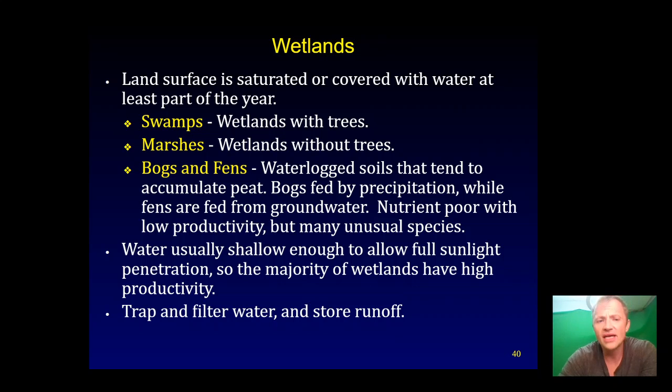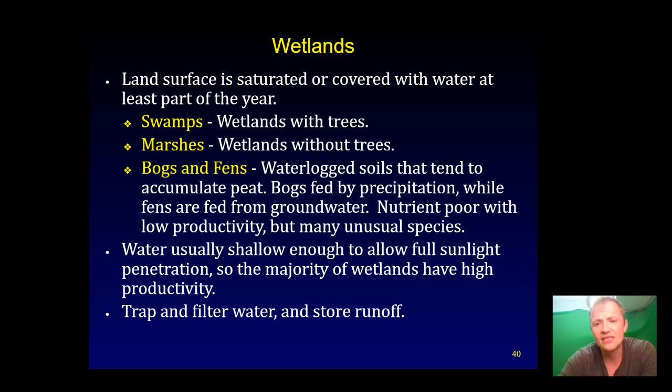And then we have wetlands. We can talk about those. These are freshwater ecosystems. The land surface is saturated or covered with water, at least partly. These include swamps, marshes, bogs, and fens. Swamps are wetlands with trees. Marshes are wetlands without trees. Bogs and fens are waterlogged soils that tend to accumulate peat. Bogs are fed by precipitation, while fens are fed from groundwater, nutrient poor with low productivity, but many unusual species.